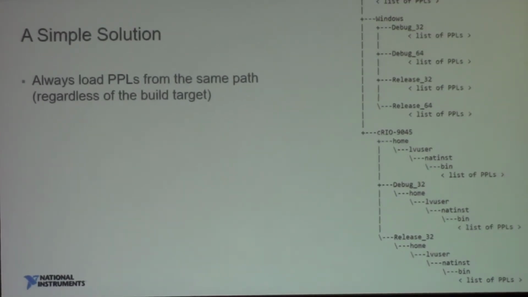So Mark and Ford talked about this before, but basically the solution is to always load your PPLs from some specific relative path. And so in my case, I have something like this, and I'm always looking to load my PPLs from some shared directory up here. And I store a copy of all of my PPLs built for different targets. So I have debug 32, 64, release 32, 64, and then Rio variations on the same. And this list of PPLs is a full collection of all of my PPLs built for each of these different configurations.